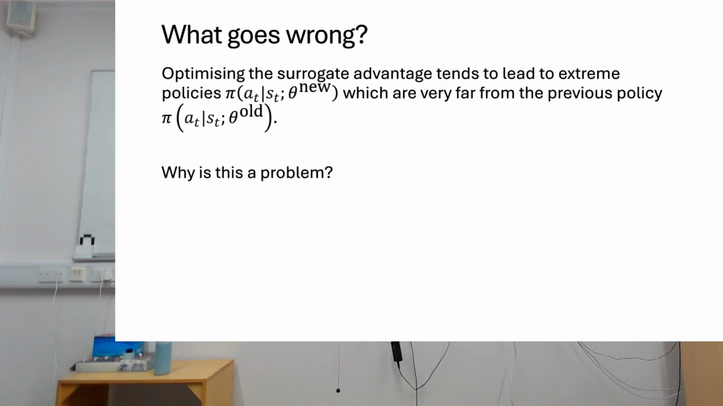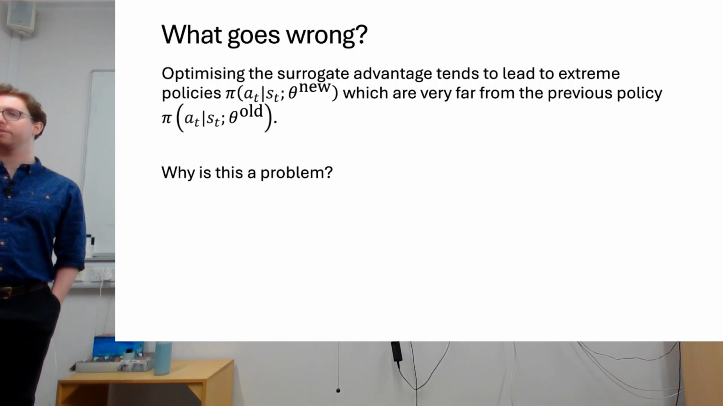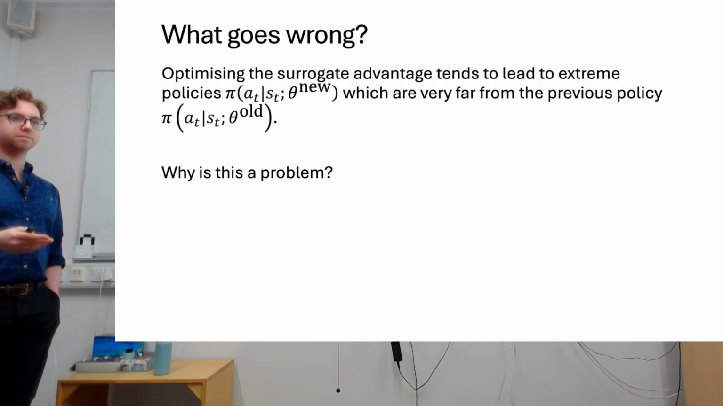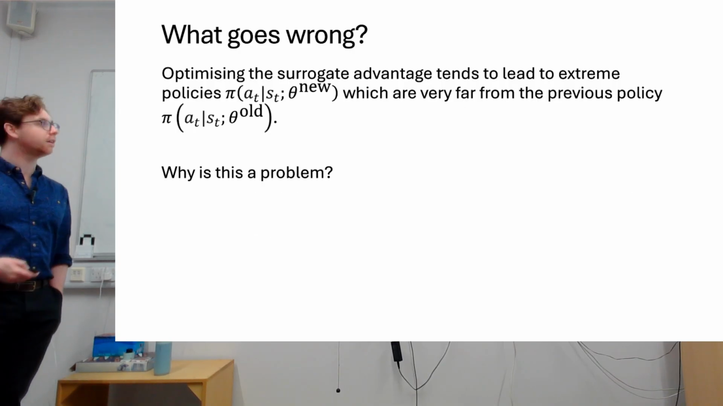And why is this a problem? So why do we care about them being far away? Because then the approximation no longer really holds. Yeah, because then the approximation doesn't hold anymore, right? So optimizing the surrogate advantage only makes sense when they're close, but if I just optimize it forever, then I'm going to get something that's far away and it's not a good approximation anymore, right?